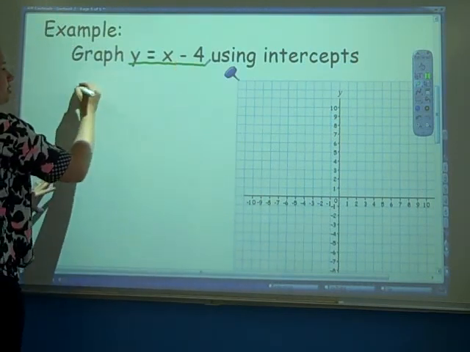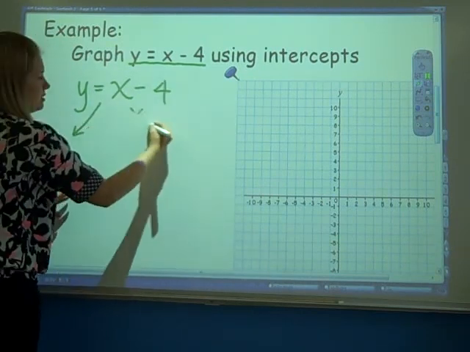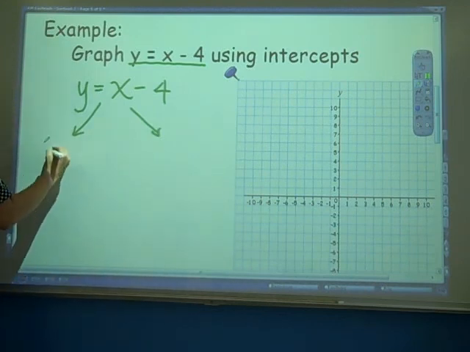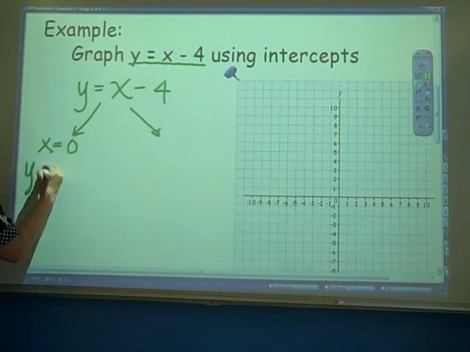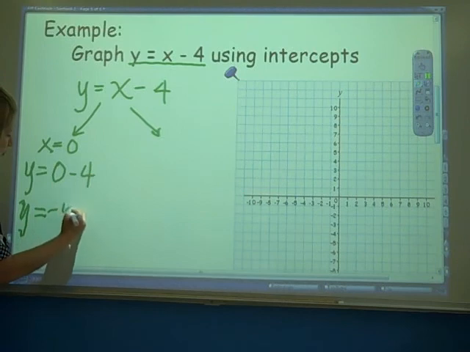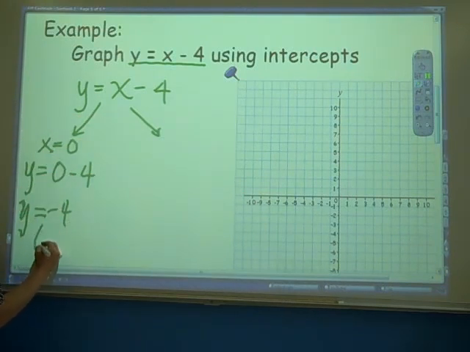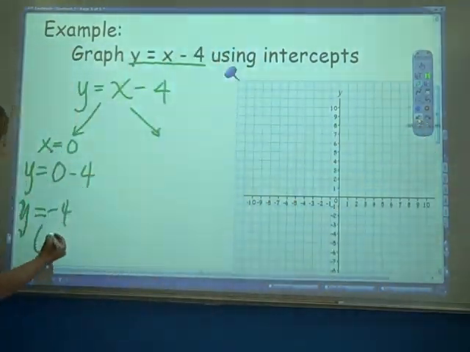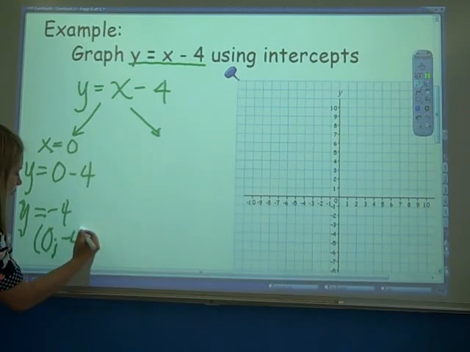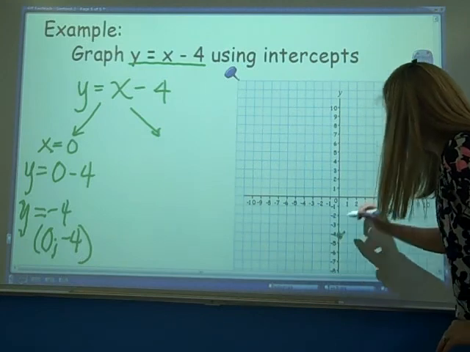So to figure out our intercepts, I'm going to do it in 2 different ways. I'm going to say, okay, x equals 0. If x equals 0, I plug it in, I get y equals 0 minus 4, negative 4. So one of my ordered pairs for my intercepts would be 0, negative 4. 0 for x, y is negative 4, 0, negative 4 is here.